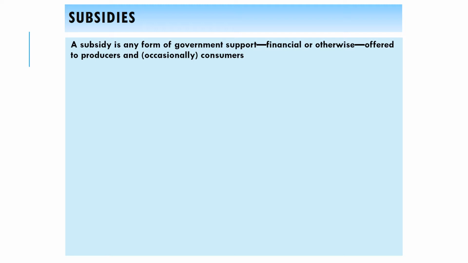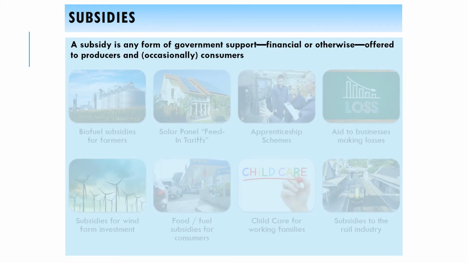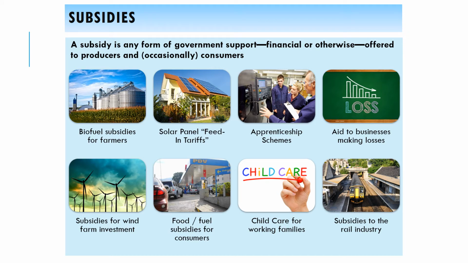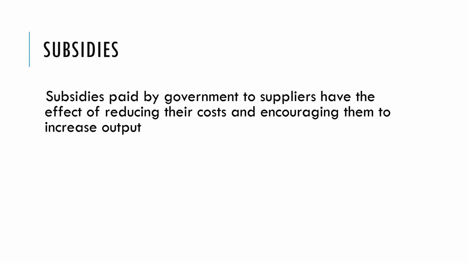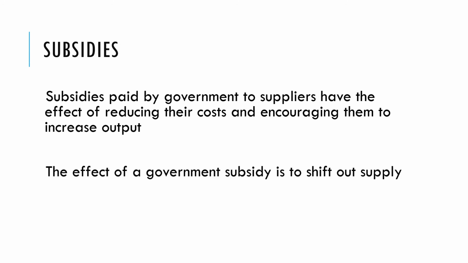Another thing that will impact on the supply curve is subsidies. A subsidy is a form of government support offered to producers and occasionally consumers. These would be some examples of subsidies. So subsidies are paid by a government to a supplier, and the effect is that it reduces the costs for the supplier or the producer, encouraging them to increase output. And so this will shift supply to the right.